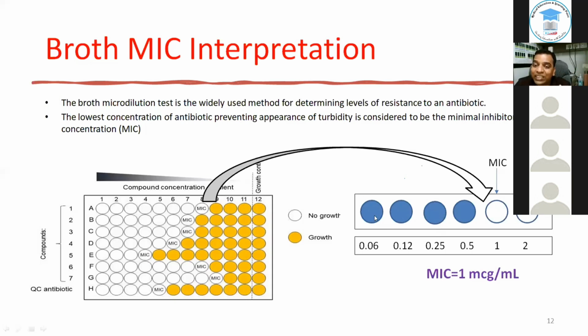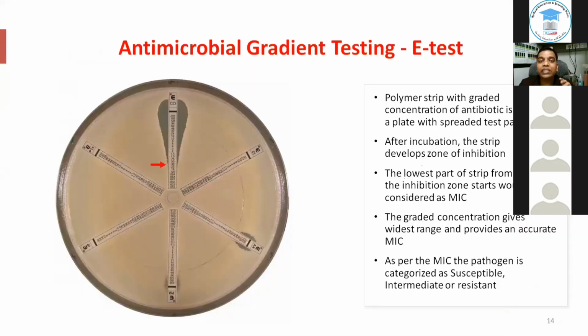The wells which show turbidity mean that bacterial growth is present in the antibiotic solution, so the bacteria is resistant. As we go ahead in the increasing concentration of antibiotics, the well which shows clarity is the MIC. So as you see from this picture, one is the MIC for this particular organism. MIC stands for the minimum inhibitory concentration. It is the lowest concentration of an antibiotic that prevents turbidity, hence it is taken as the MIC of that organism.